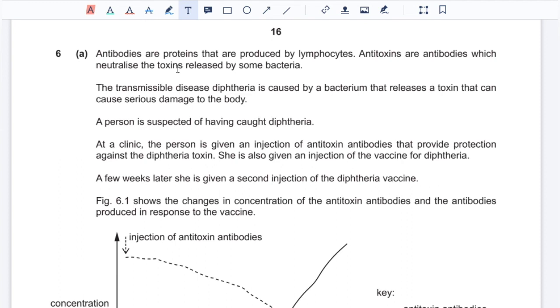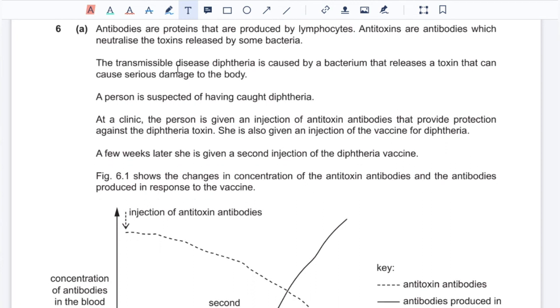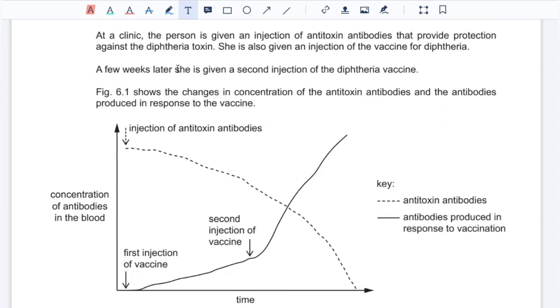The transmissible disease diphtheria is caused by a bacterium that releases a toxin that can cause serious damage to the body. A person is suspected of having caught diphtheria. At a clinic, the person is given an injection of antitoxin antibodies that provide protection against the diphtheria toxin. She is also given an injection of the vaccine for diphtheria. A few weeks later, she is given a second injection of the diphtheria vaccine. Figure 6.1 shows the changes in concentration of the antitoxin antibodies and the antibodies produced in response to the vaccine.